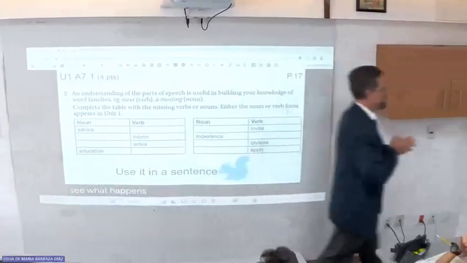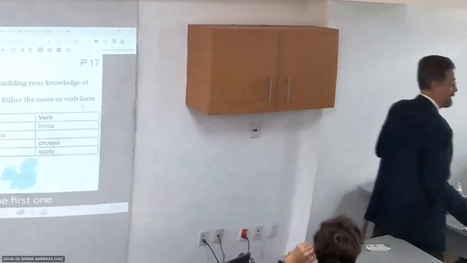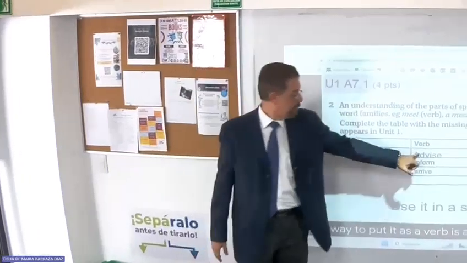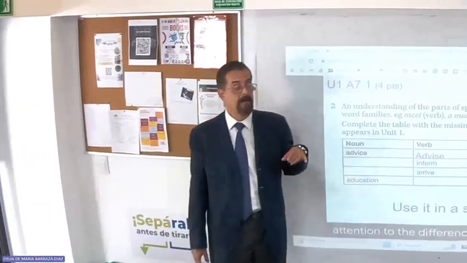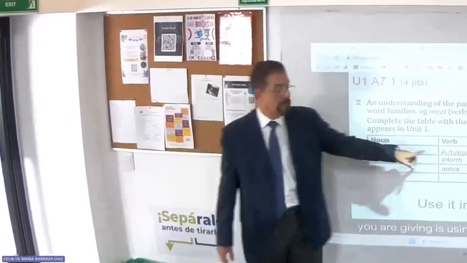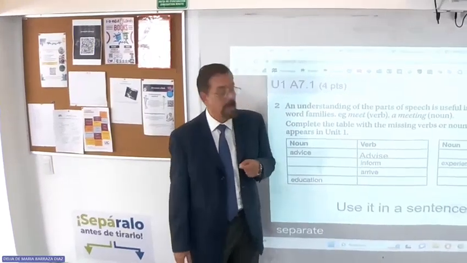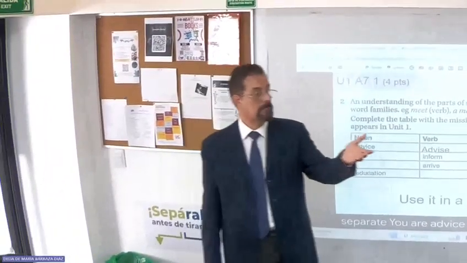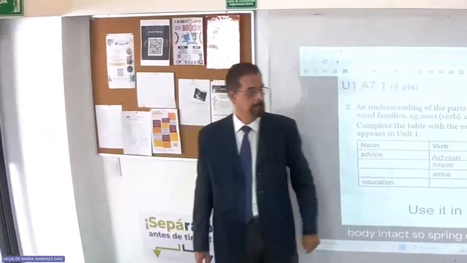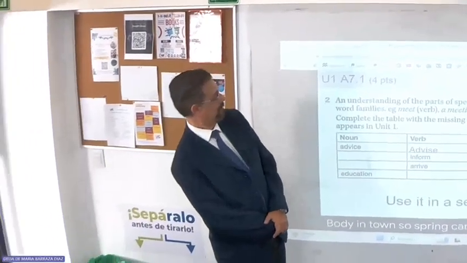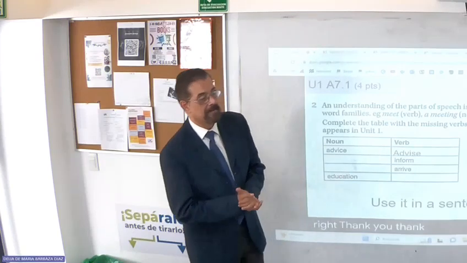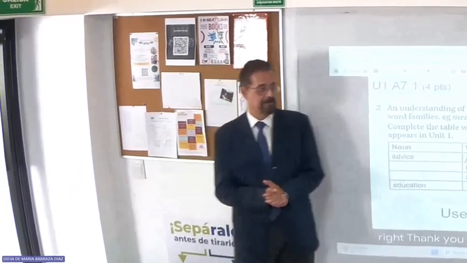Okay, so it's time for the squirrel. Could you get the first one? In this case, the simplest way to put it as a verb is advise. But pay attention to the difference. The advice, the thing that you are giving, uses a C. But in this form, as a verb, you use an S. Okay? You are advising. Can you use that in a sentence? The teacher advised that we have to. Great, thank you.